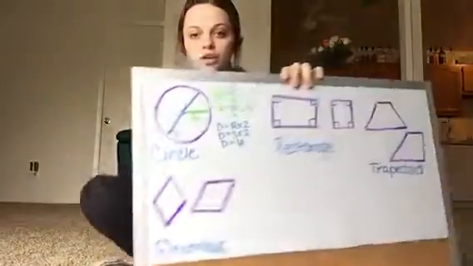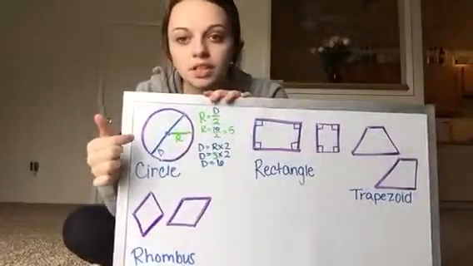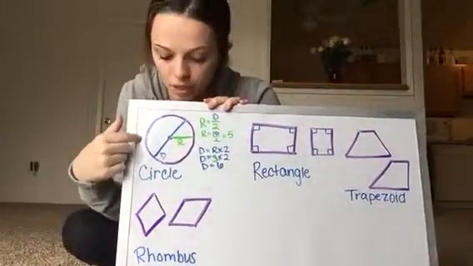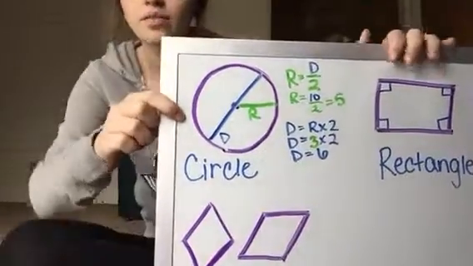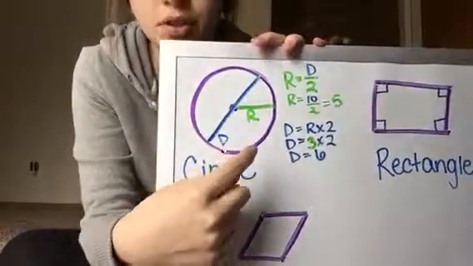Hi guys, today we are going to learn about shapes. So I've made a couple drawings and we're going to start with circles. A circle is going to have a radius and diameter.